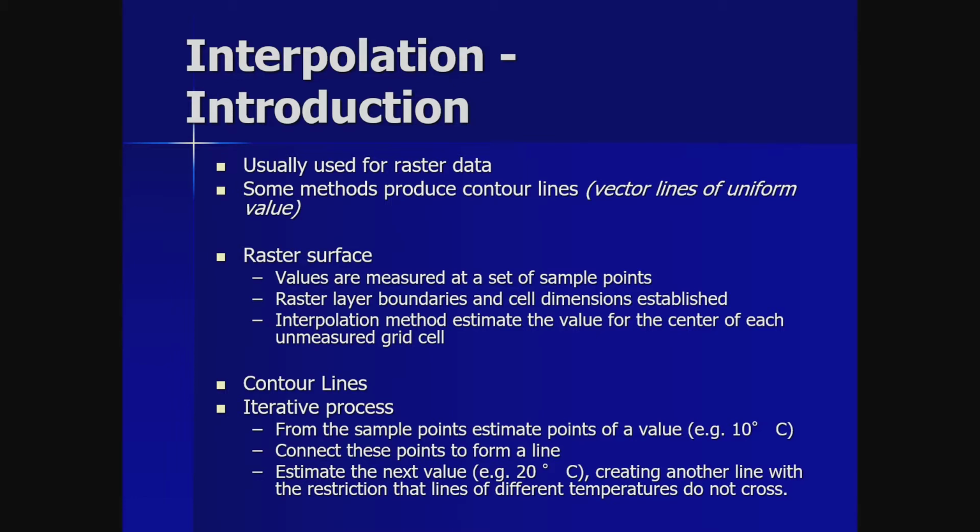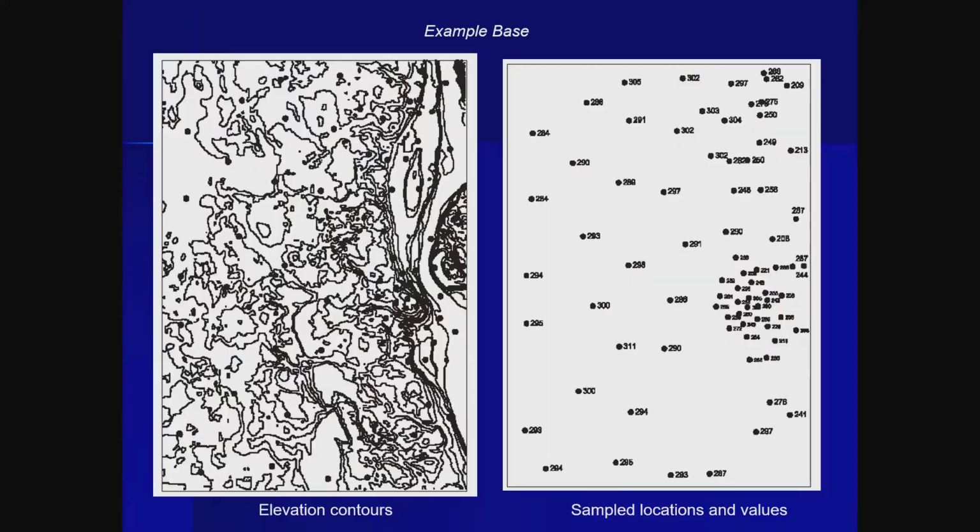Okay. So usually we're going to create raster surfaces at the end. However, some of these will produce contour lines as an option. Typically, the workflow is you've got your points, you run them through an interpolation algorithm, and you get a raster surface. Then, if you want contour lines, you create the contour lines.